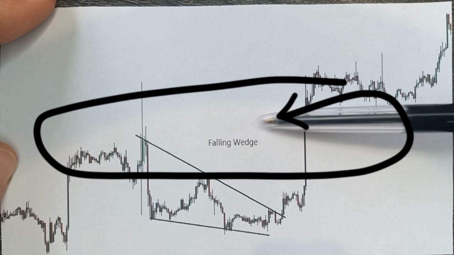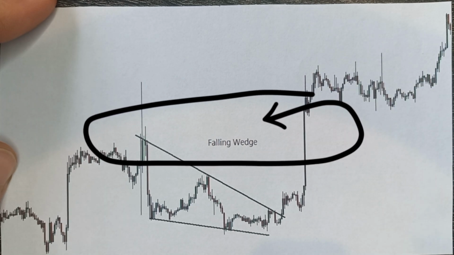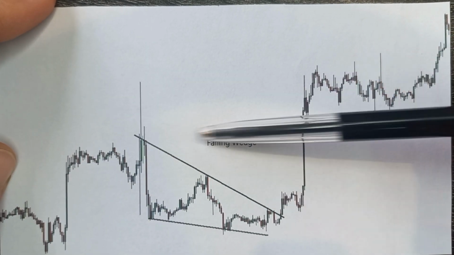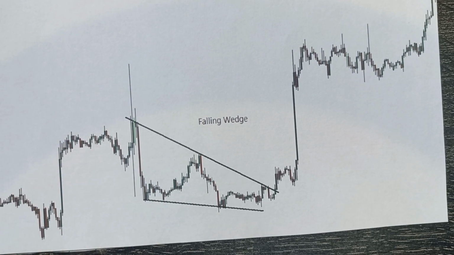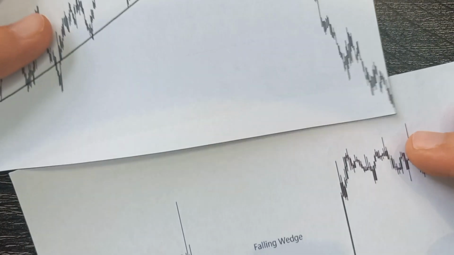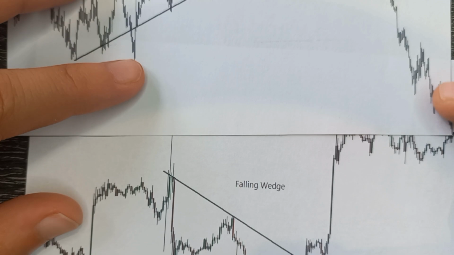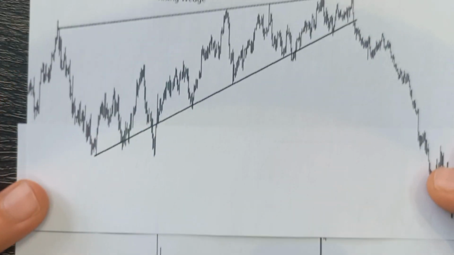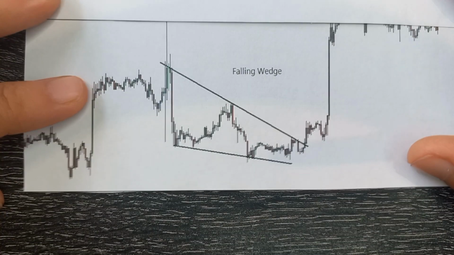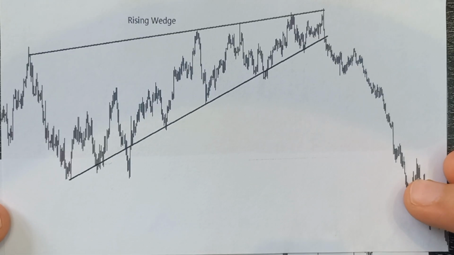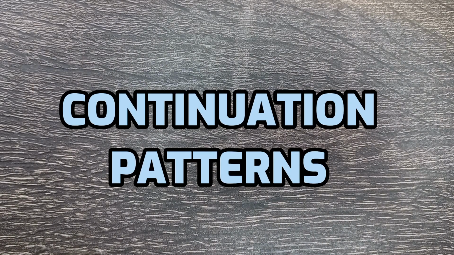And once again, if we put them side by side, the rising wedge and the falling wedge, we can see that they are ultimately one and the same. And this brings us to the end of our reversal patterns. The next type of pattern we are heading to is continuation patterns.